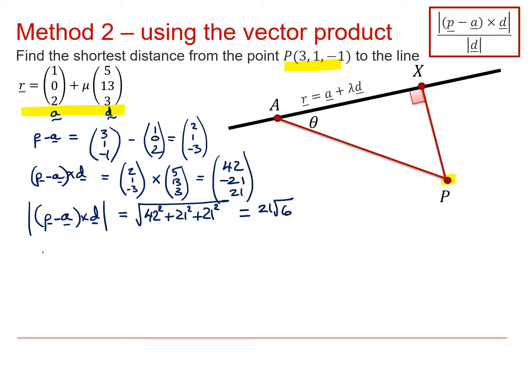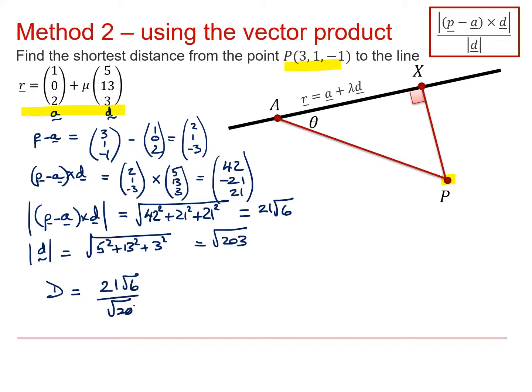Now the other thing I need is the modulus of D, and that's just going to be the square root of 5 squared plus 13 squared plus 3 squared, which is the square root of 203. My distance is going to be 21 root 6 divided by the square root of 203, which gives me 3.61. And again, that's to 3 significant figures.